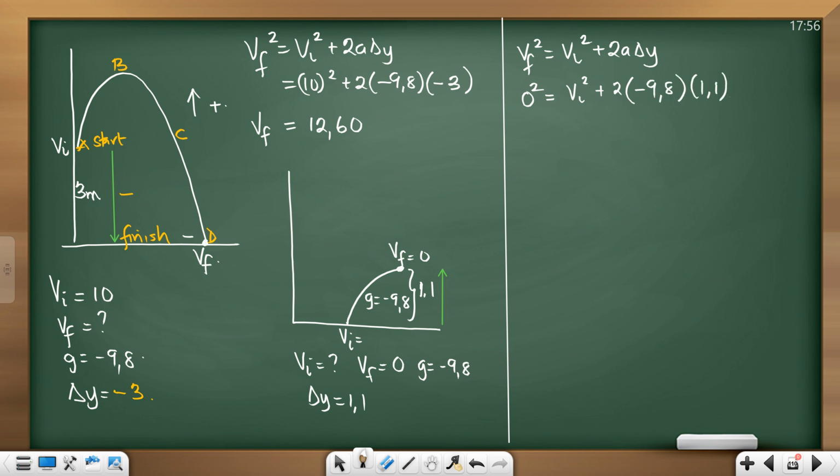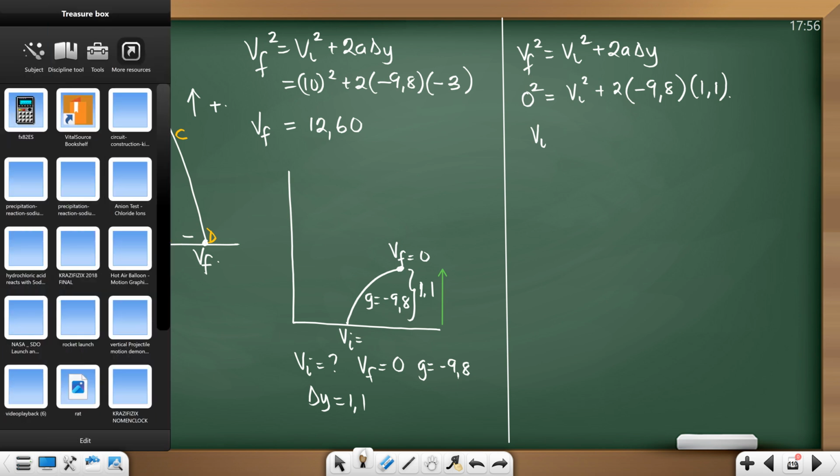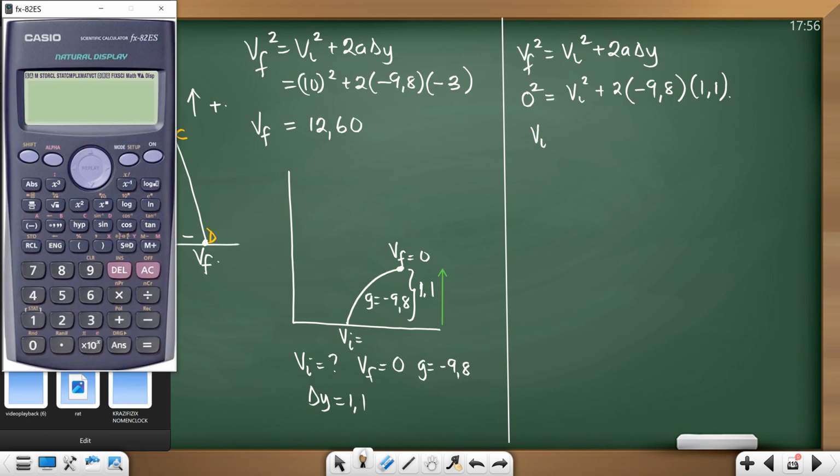All right. What is my Vi squared? Or Vi? When I move it over, it becomes positive, right? So 9,8 times 2 times 1,1. I hope my sign makes sense. Move the negative over, it becomes positive. Now square root of my answer, and I have 4,63.